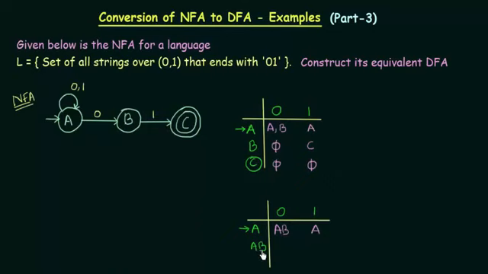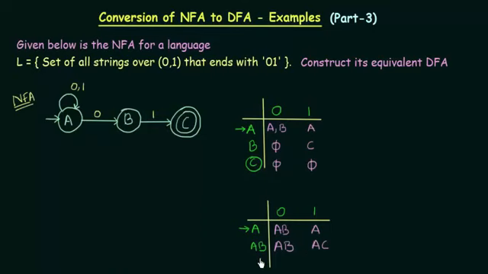In order to check for AB, we have to check both A and B in this table, and perform the union operation of A and B. AB on getting input 0: the union of A and B will be A, B and phi, so it will be just AB. And on getting input 1, we perform the union operation of A and C, which will be AC. Okay, now we are done with that.